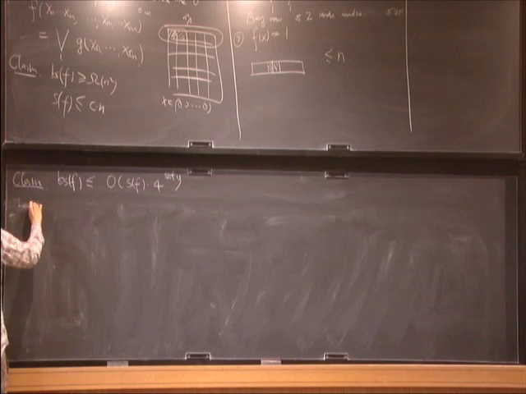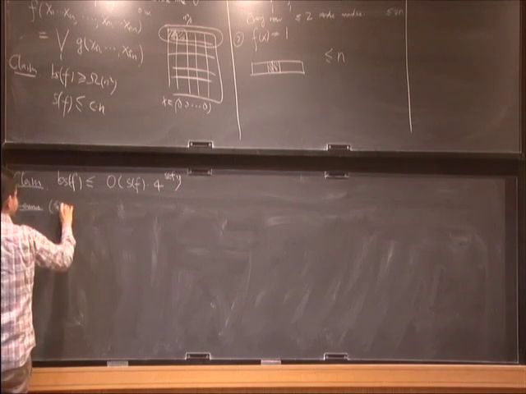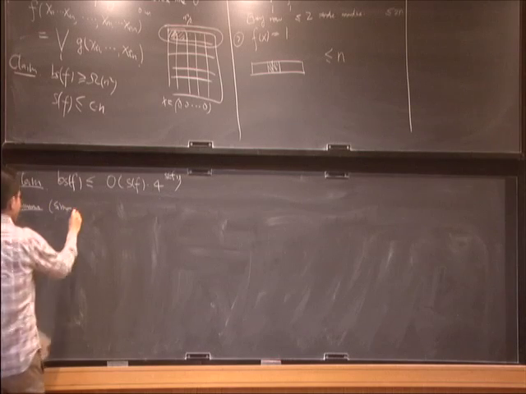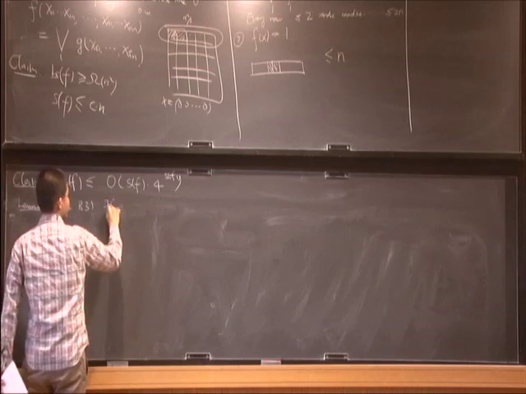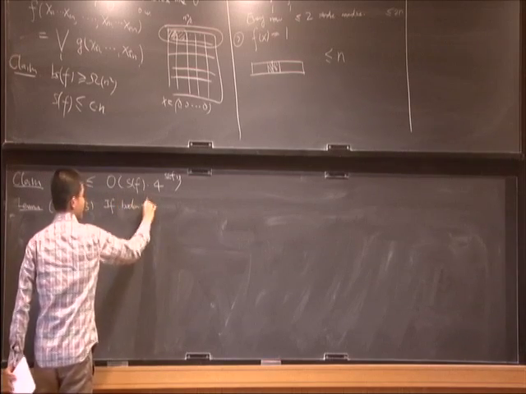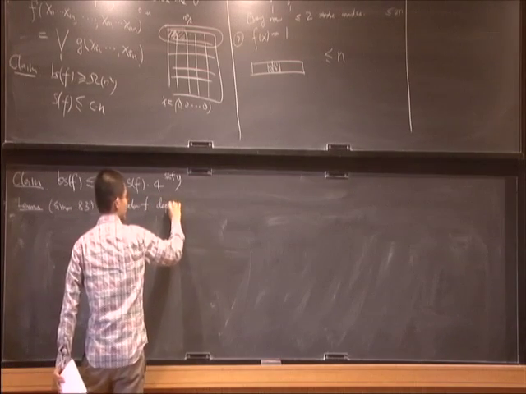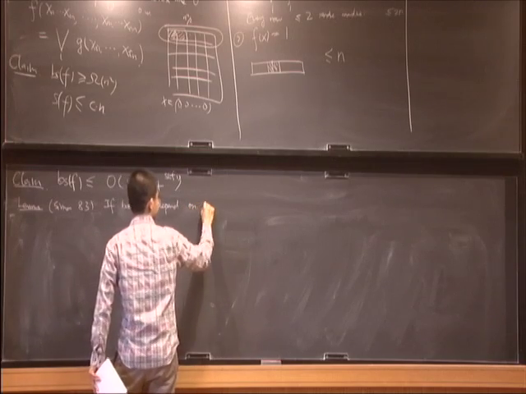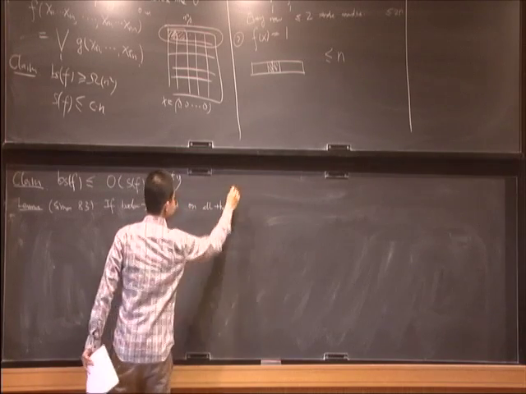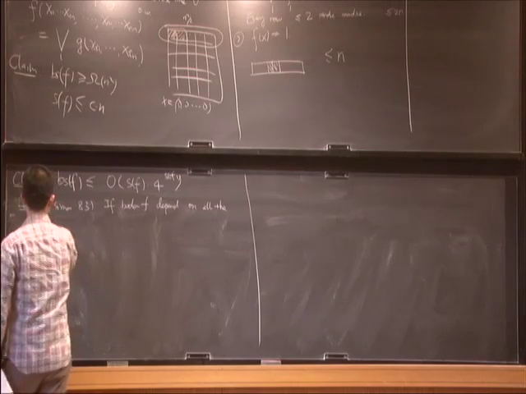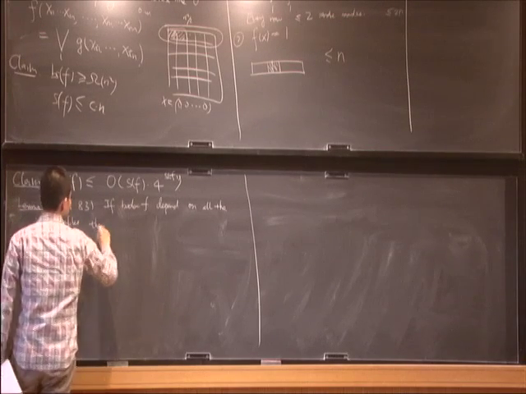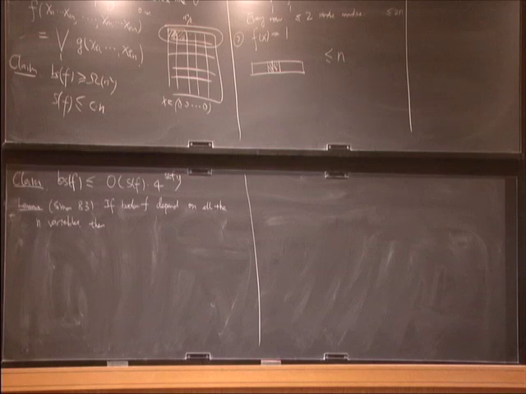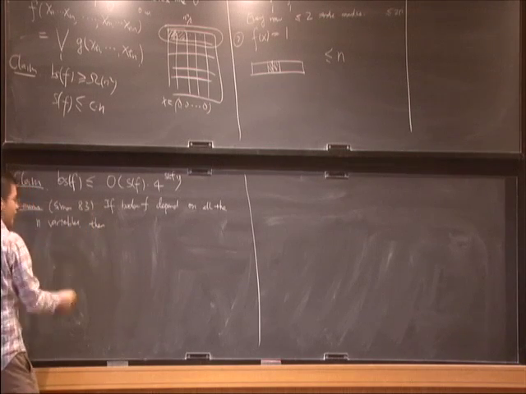And here there was a lemma by Simon back in the 80s. He showed that if a Boolean function f depends on all n variables, then the sensitivity is always greater than the log of the number of variables.